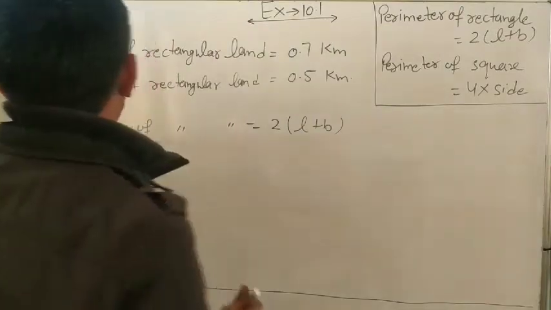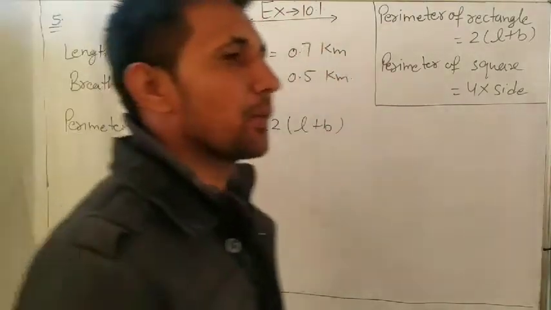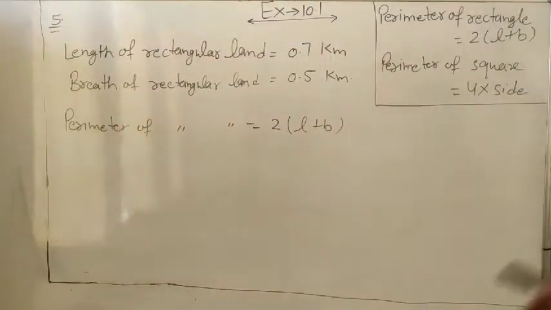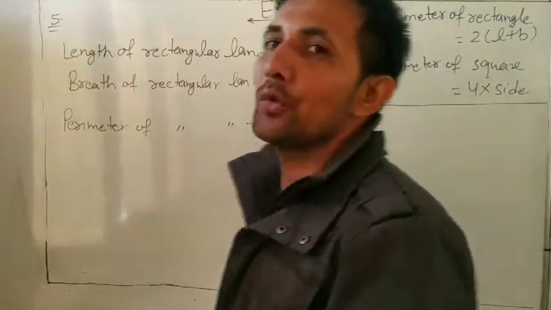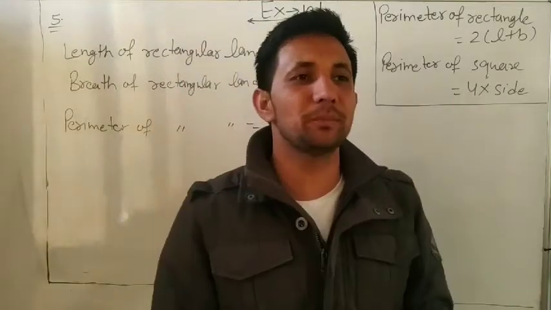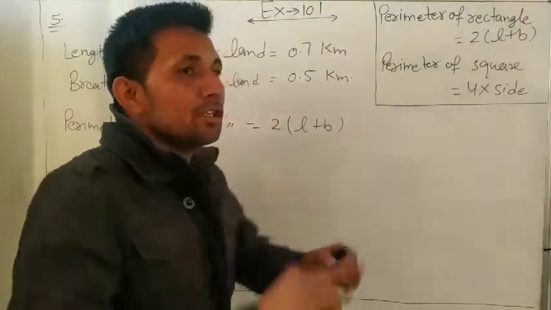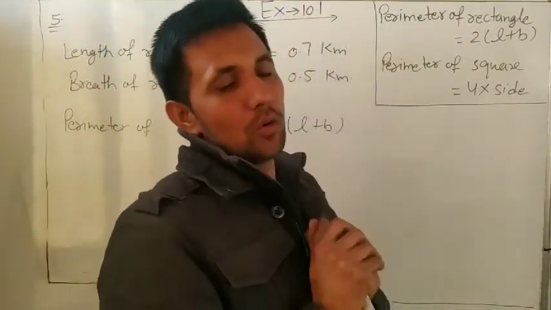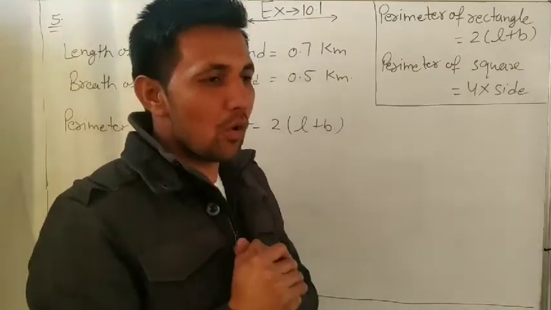Today we are starting the fifth question of exercise 10.1. We already learned in the previous class how to find the perimeter of a closed figure. What is perimeter? Perimeter means the sum of all sides.